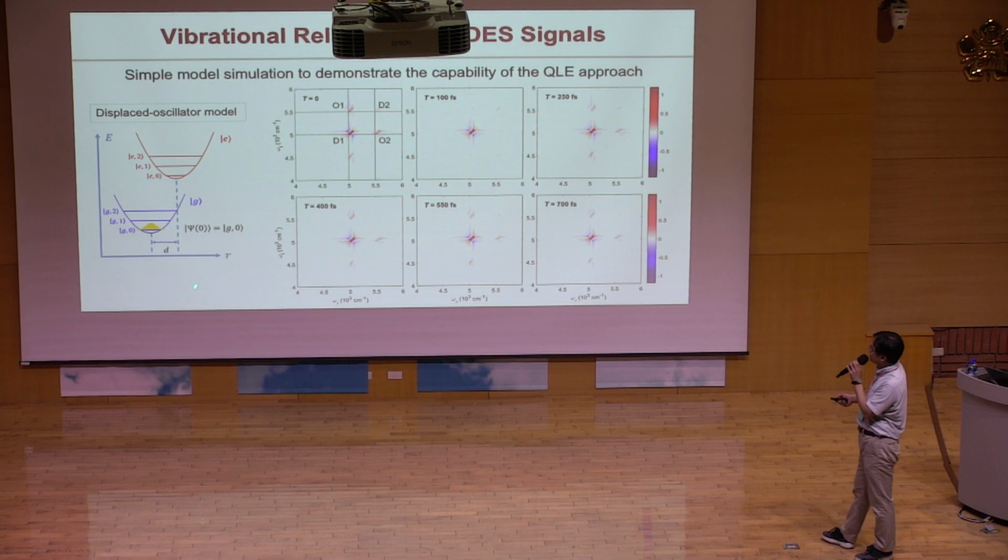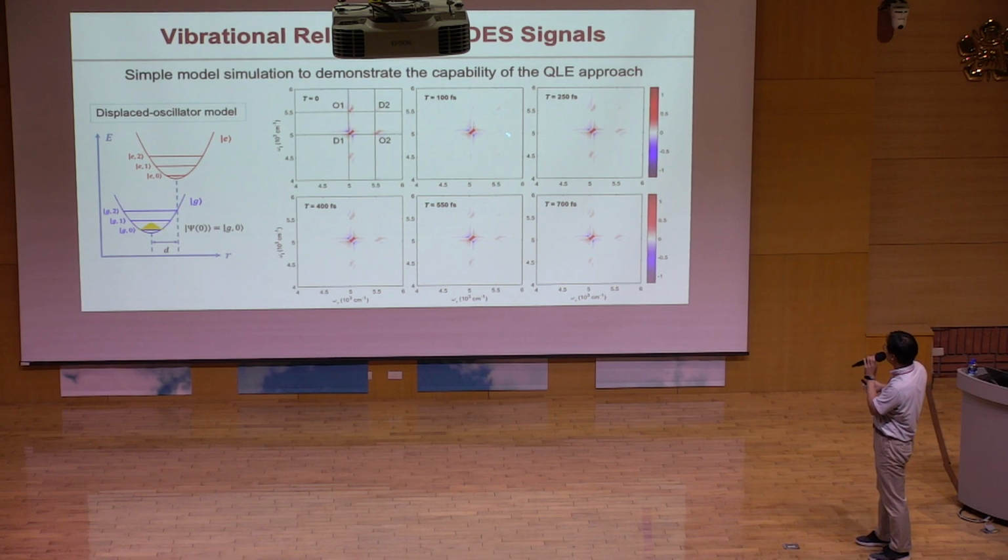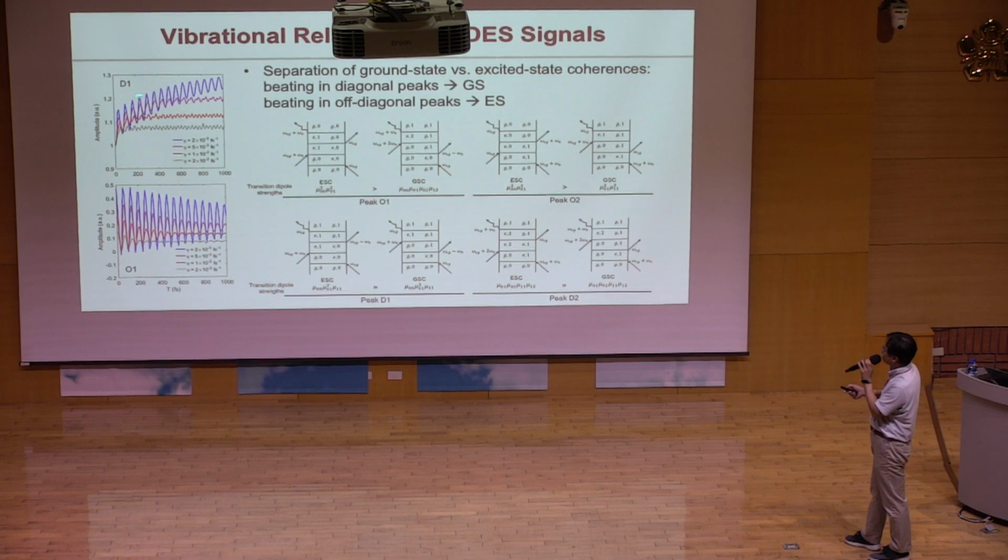For example, this is a 2D electronic spectroscopy on a displaced oscillator, the simplest model we tested with, and you can see the simulated spectrum at different time delays, and it actually contains beating signals. And in this case, we were able to use this peak amplitude beating to figure out or separate ground state and excited state coherences.